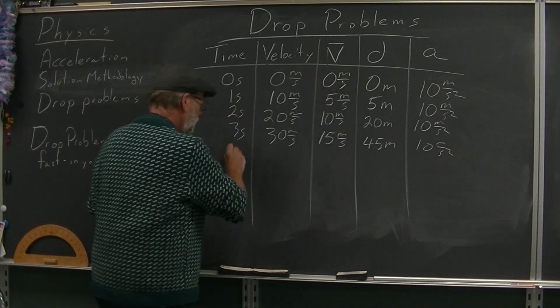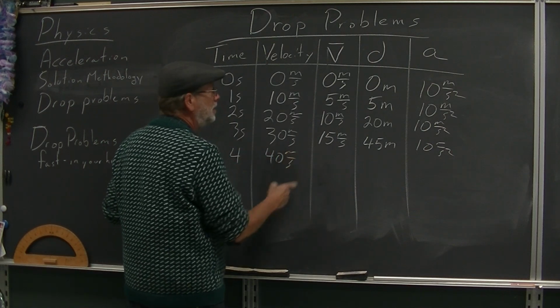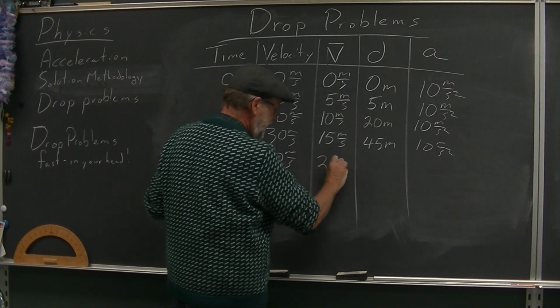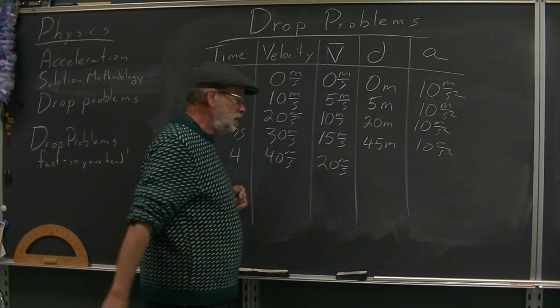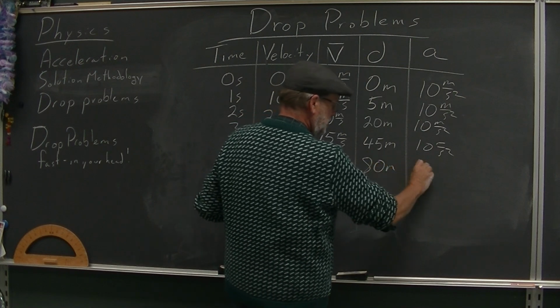4 seconds. All right, my velocity is now 40 meters per second. What's my average velocity? Yeah, you're catching on, 20 meters per second. 20 meters per second for 4 seconds gives me 80 meters.